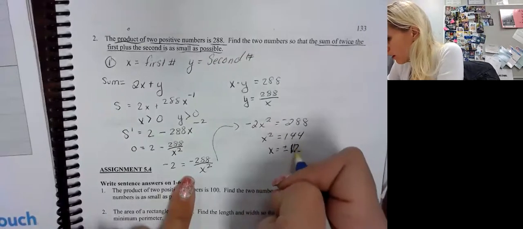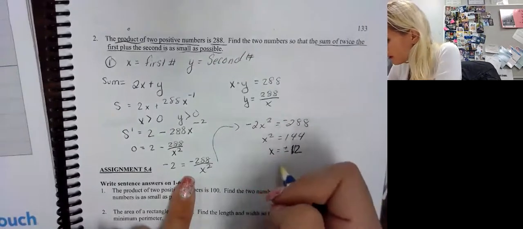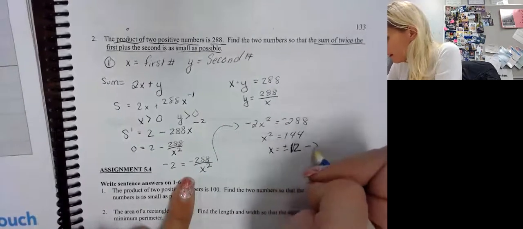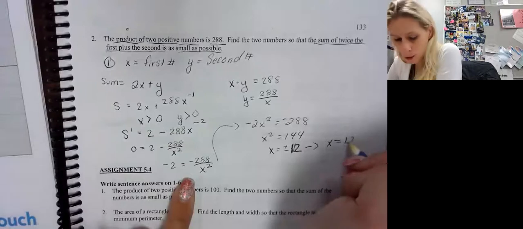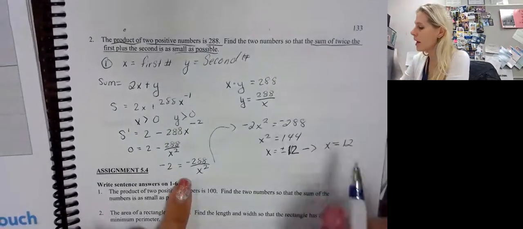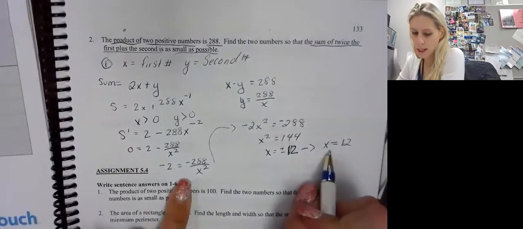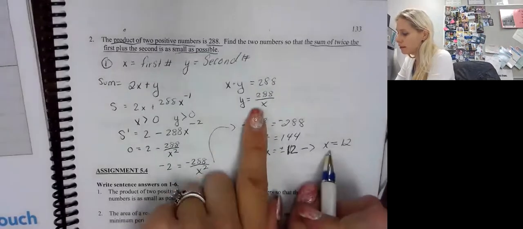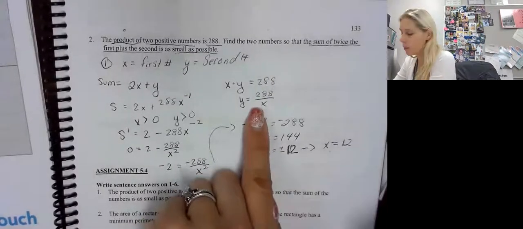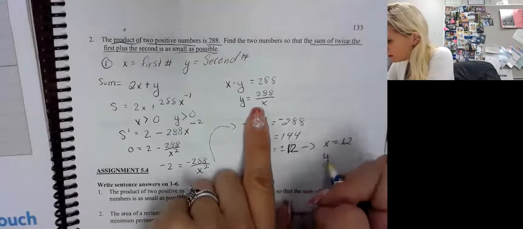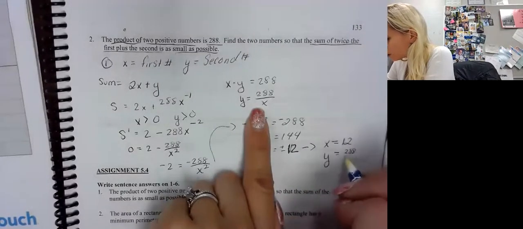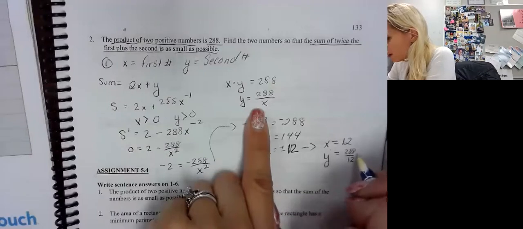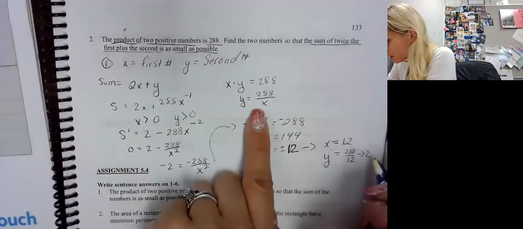But we know from our domain that x has to be the positive, so it's going to be positive 12. So now that I know that x is 12, I can plug in right here to find my y value, which tells me y is 288 over 12. I can keep it like that, or I can reduce this to 24.